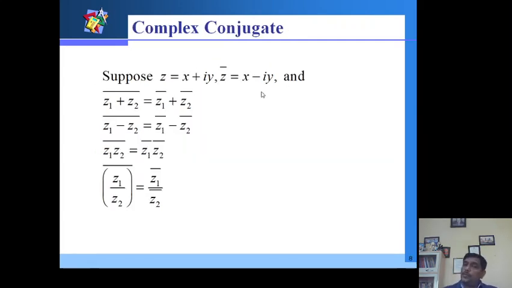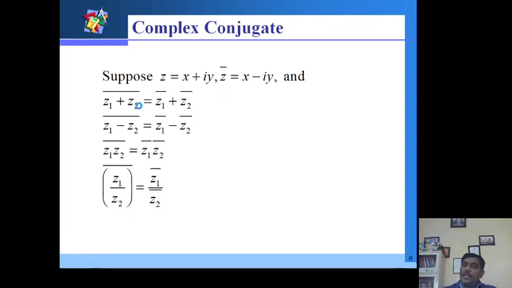Next we will discuss the conjugate. We already said z is equal to x plus iy is a complex number, then z bar is equal to x minus iy, which is the conjugate of the complex number. In exactly the same way, conversely we can also express this.